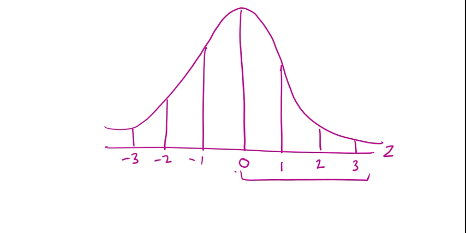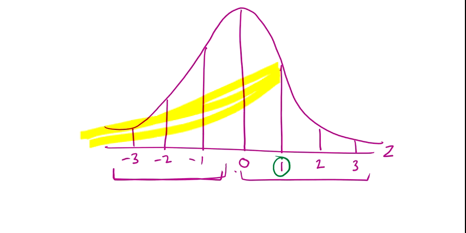Clear? We do not have any probability for the negative portion. Now you will ask me why there are no values available for the negative side. Try to think, if my z is 1, what am I actually trying to calculate? I am trying to calculate all the area in this curve towards the left.